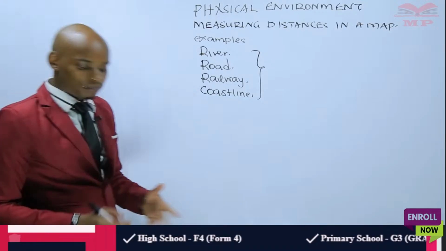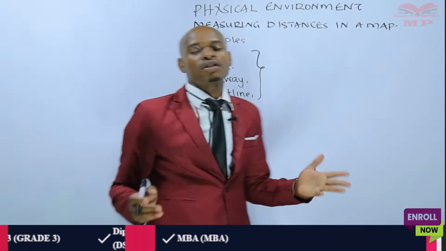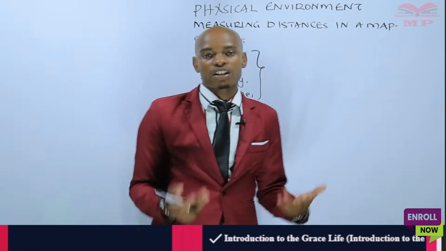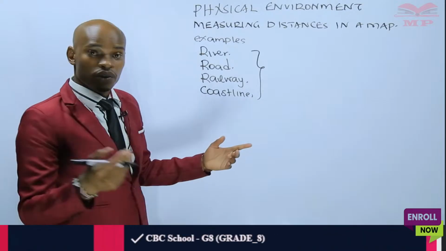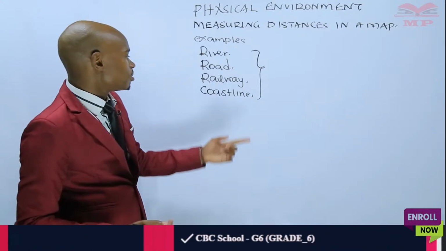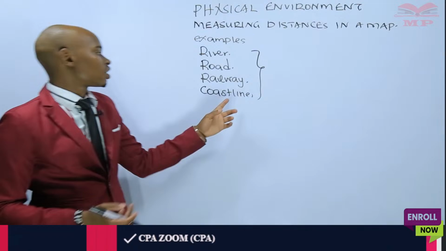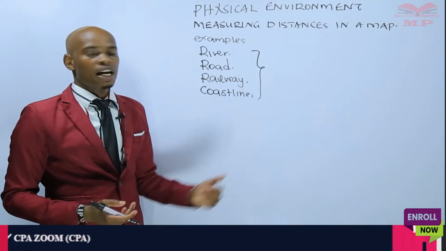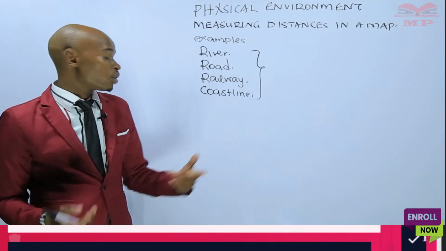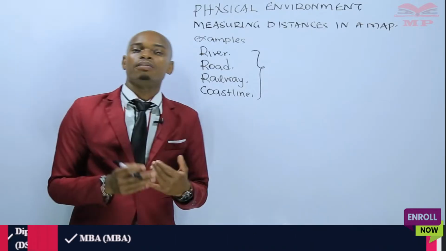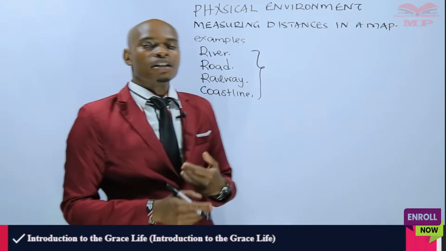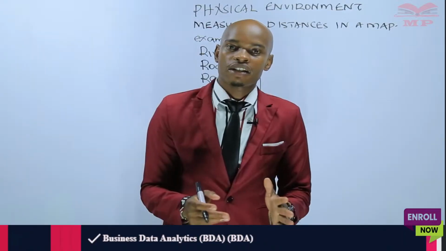Now, our main concern is how do you measure? Now we have known what we measure. We can be measuring a river, a road, a railway, or the length of a coastline at a given point, two major points, point A to point B. Now, how do we measure? This is how we measure distances on a map.